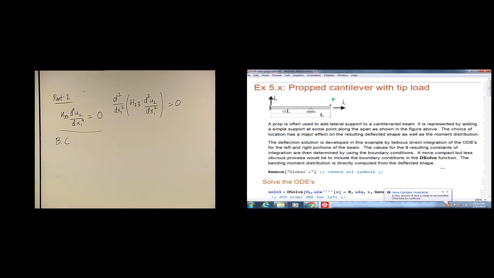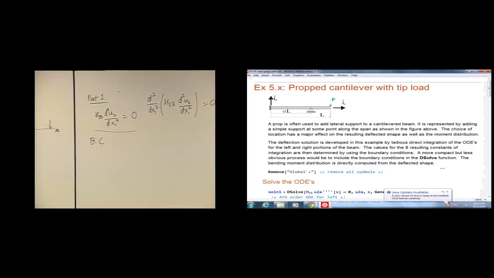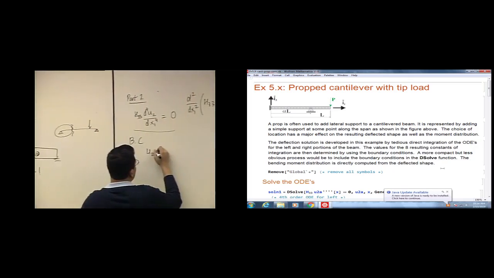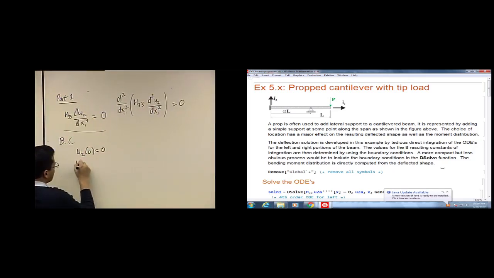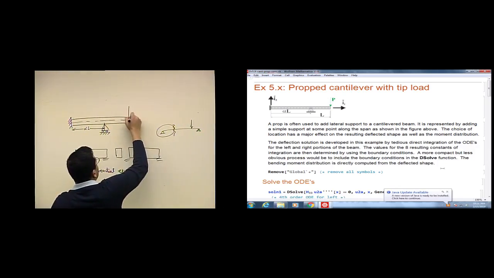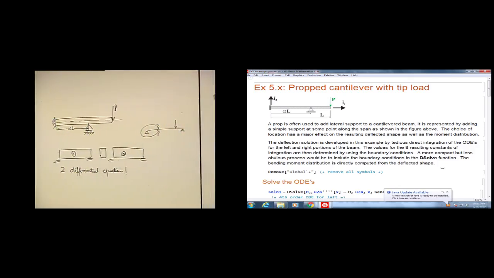We definitely know that the displacement and slope are 0 on the left end because it's a cantilever beam, right? So I can say that my U2 at 0 is 0, and U2 prime at 0 is 0, where U2 prime is essentially dU2 over dx1. Okay, and I can now say something about this end of part 2 because I know what the boundary conditions are there. So let me write part 2.